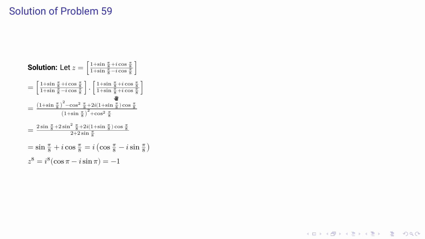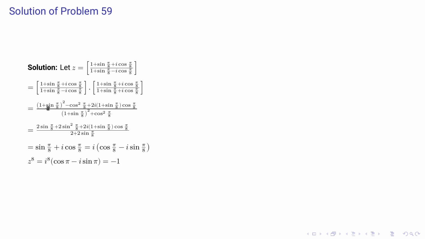Problem 59 says: find the value of the expression (1 plus sine pi by 8 plus i cos pi by 8) divided by (1 plus sine pi by 8 minus i cos pi by 8), whole to the power 8. So we let z be equal to the given complex number, and then we multiply with the complex conjugate of the denominator, and we get this value. Now I'll try to explain what happens after this.